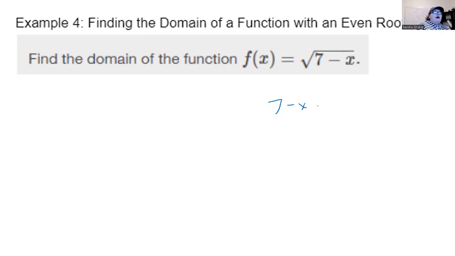So what's underneath that radical has to be greater than or equal to 0 in order to be positive, okay, or 0. You can take the square root of 0, it's just 0. So I'm just going to solve for x here. I'm going to add x to both sides.